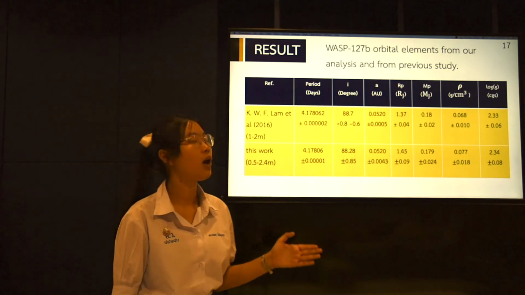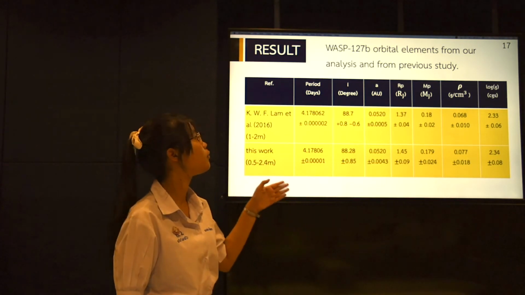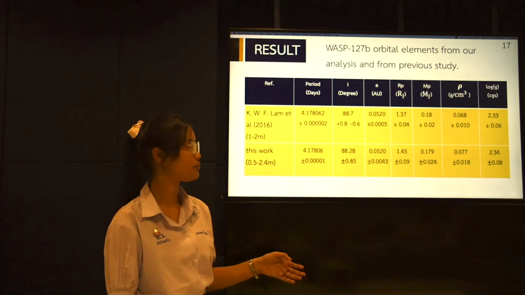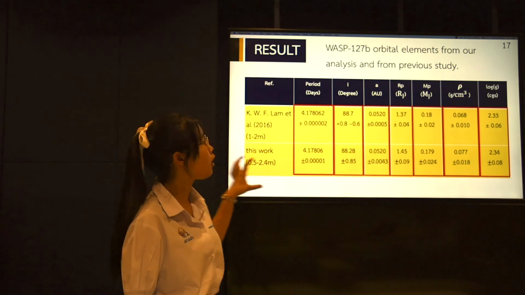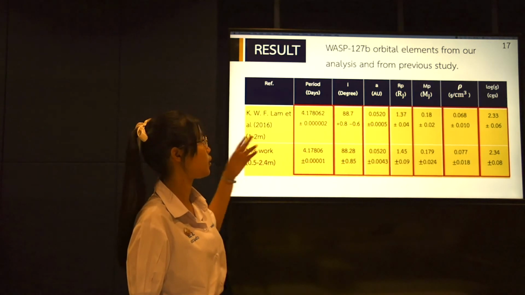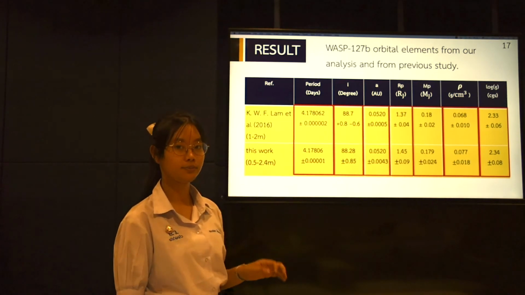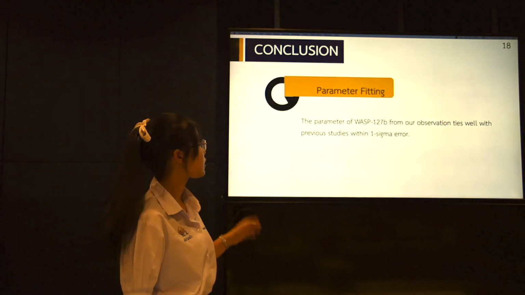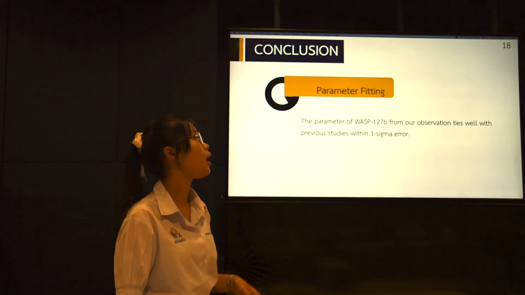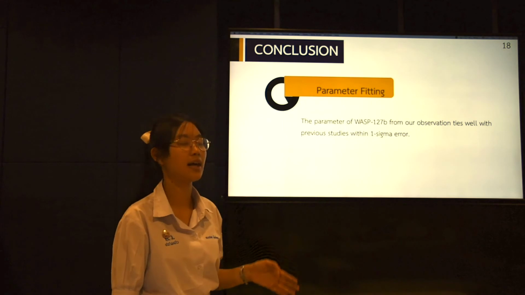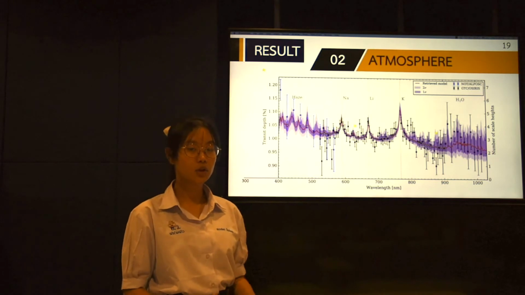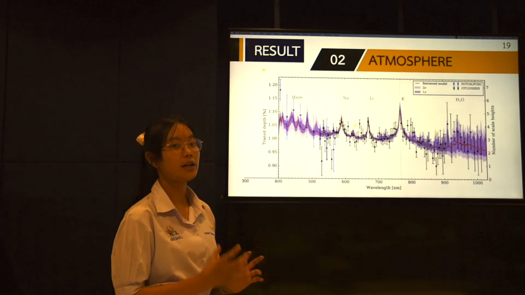This slide will show you the comparison of the Wolf 127b orbital elements from our analysis and from the previous study. You will see that all of the values in this work and in the previous study are quite in sync. So the conclusion is that the parameters of Wolf 127b from our observation agree with the previous study within 1 sigma error. This slide will show you the result about the atmosphere.